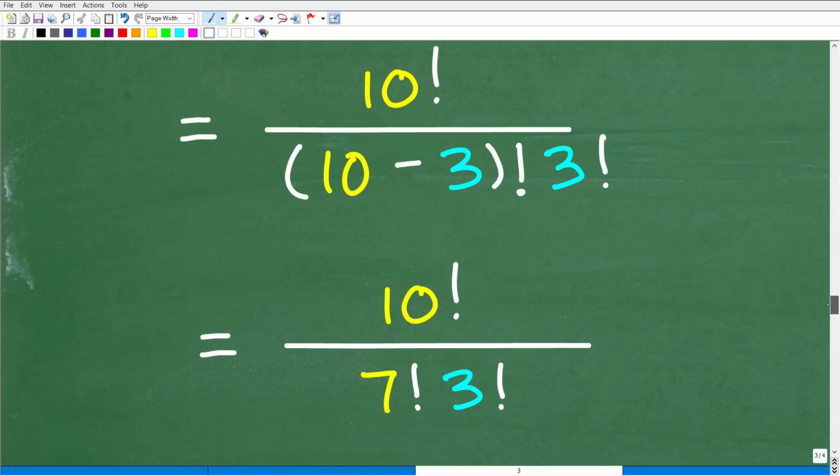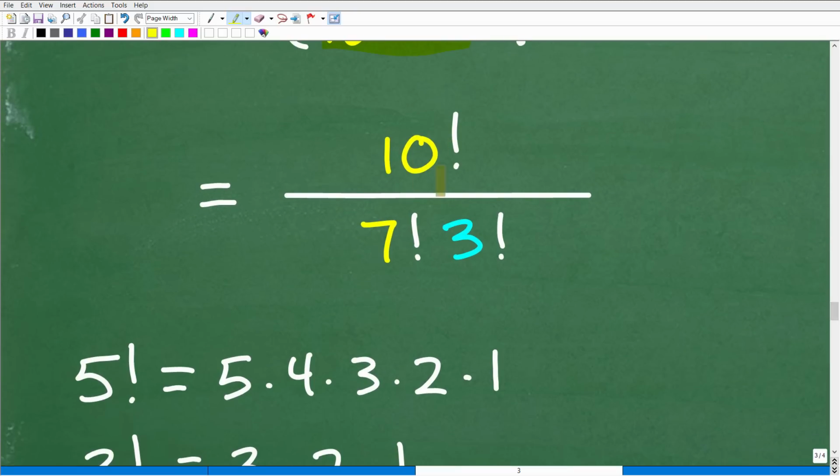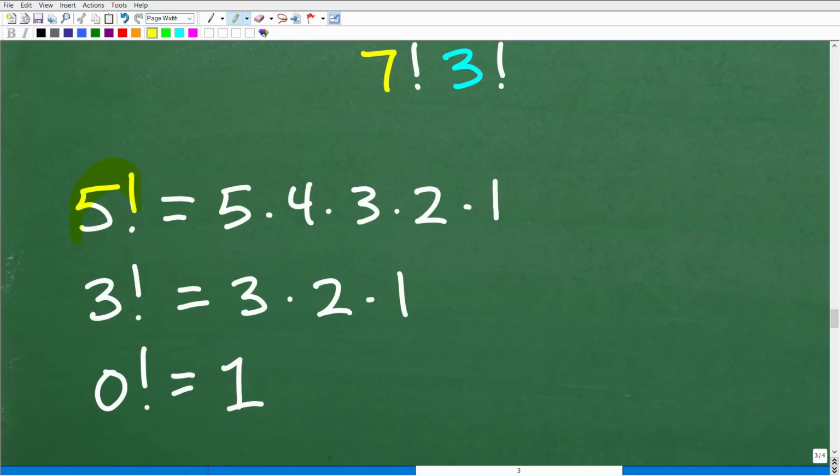So again, you're probably saying, all right, what does factorial mean? Well, let's clean this up here for a second. We have (10 minus 3) factorial, which of course is 7 factorial. So now we are down to here, 10 factorial over 7 factorial times 3 factorial. What does this even mean? Well, let me go ahead and show you what factorial is. Super easy. If I gave you 5 factorial, what does that mean? How do you figure out the answer? All that means in mathematics is the following. Take 5 and start going down by 1 until you get to 1.